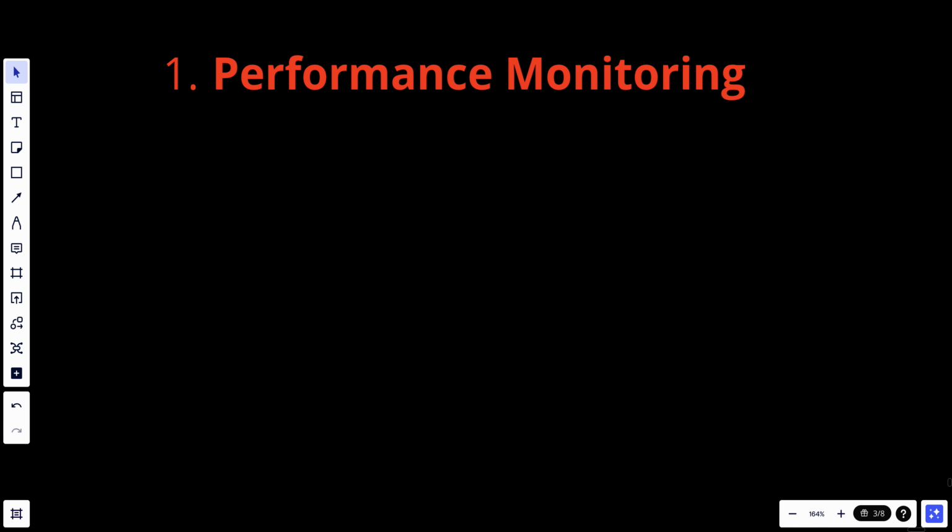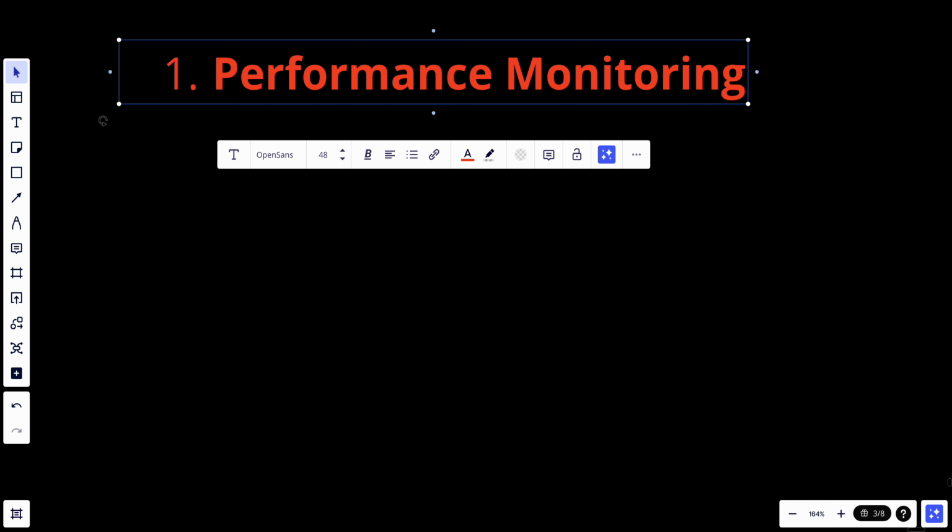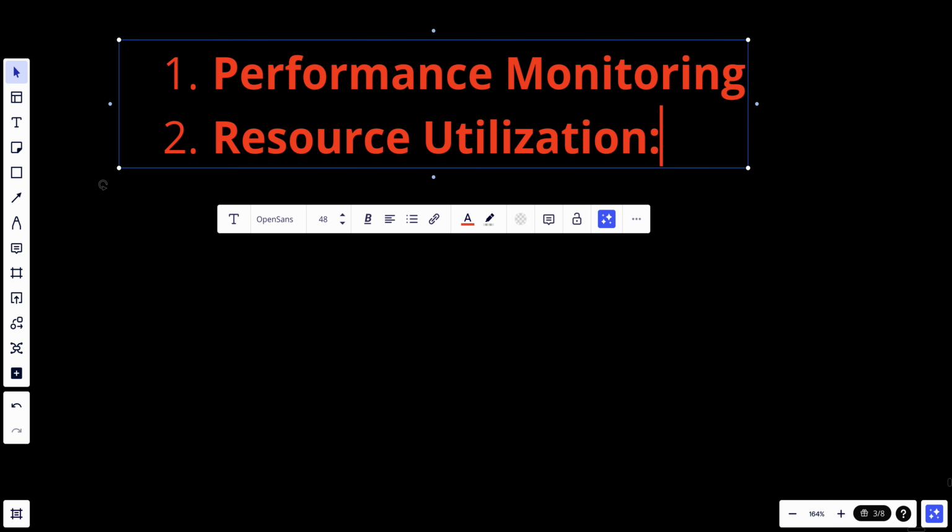And number two, which is resource utilization. Metrics measure the consumption of system resources like CPU, memory, disk space, and network bandwidth. Monitoring resource utilization ensures efficient resource allocation and also prevents resource exhaustion.